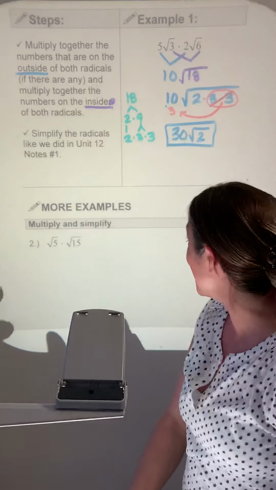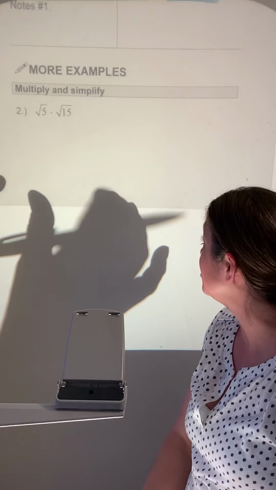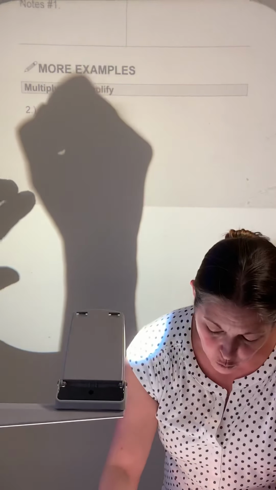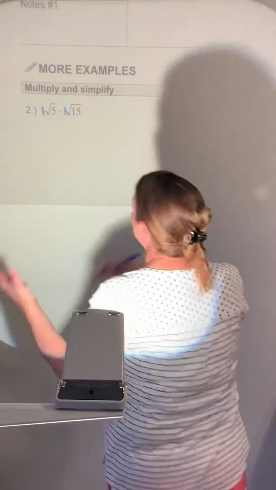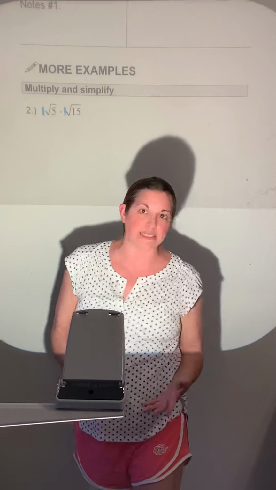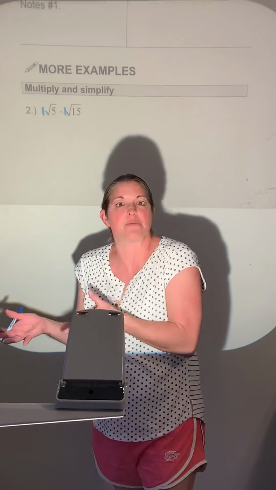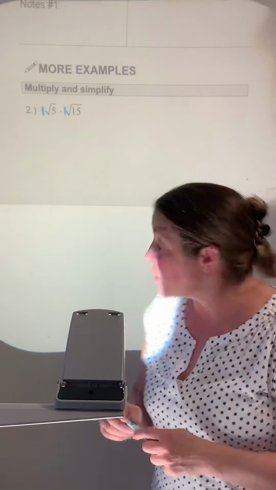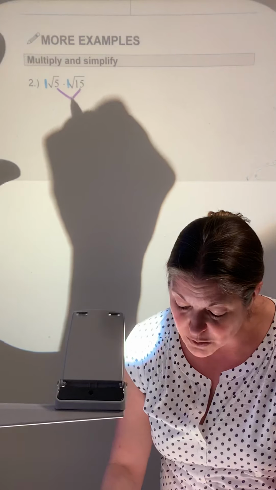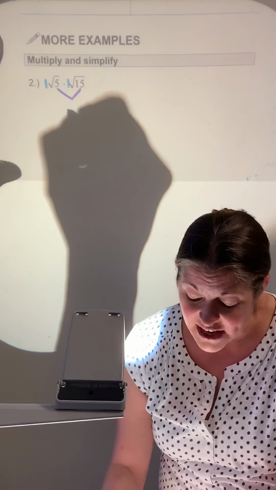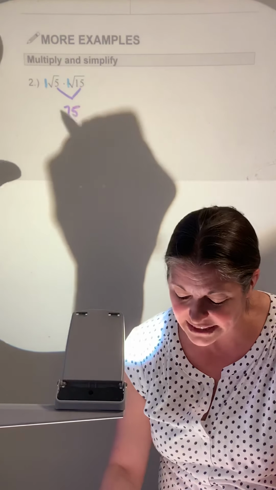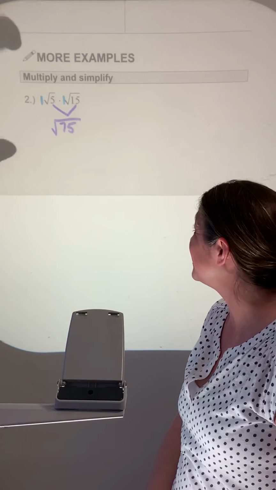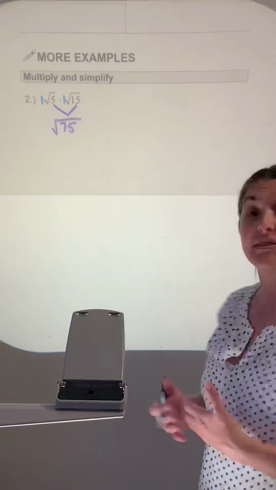So let's take a look at number 2 now. You'll notice with number 2, technically, there are no numbers on the outside. I guess you could say there's a 1 and a 1, but when you multiply two 1s, you just get a 1, and when you multiply something by 1, it's just whatever you multiply by. So we're not going to do that first step of multiplying what's on the outside. Instead, the only thing we need to do first is multiply what's on the inside. 5 times 15 is going to give us 75. So at this point, this problem is really just saying, go ahead and simplify the square root of 75.